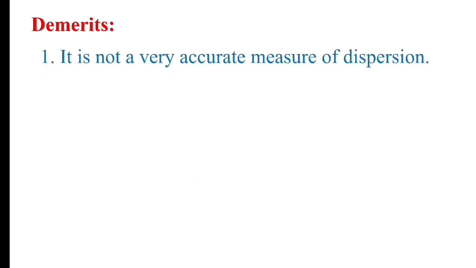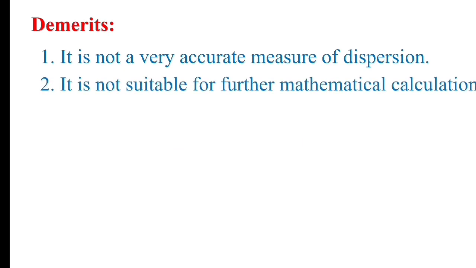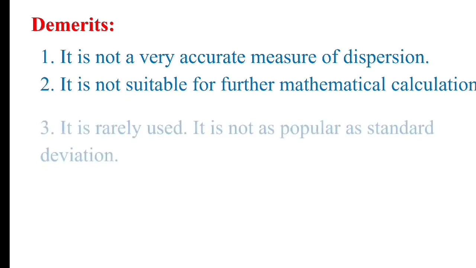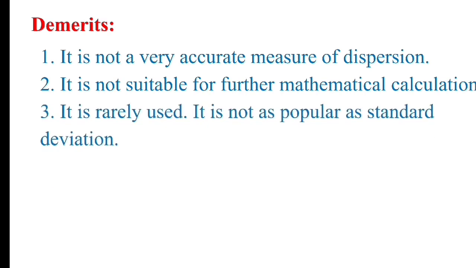Demerits. It is not very accurate because the sign is ignored. That is why it is not a very accurate measure of dispersion. It is not suitable for further mathematical calculation. We do not use it much in further statistical analysis. It is rarely used. It is not as popular as standard deviation, which we are going to study in the next part. Comparatively, mean deviation is not that popular.